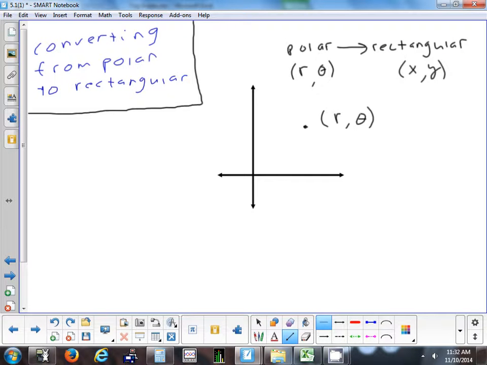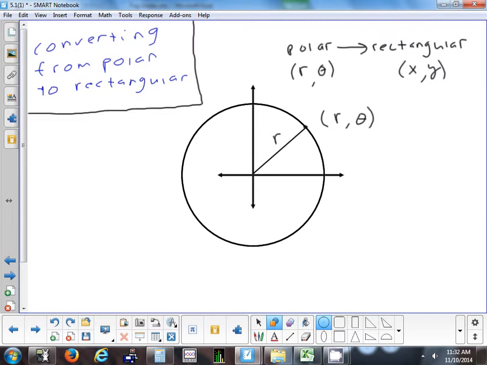First thing I'm going to do is draw a line from that point to the pole. How long is that line? R. Yeah, it's r. It's your radius. It's the distance from the center. And that would be on a circle. So if I were to put in the circle, it would be something like that. So it's a point on a circle of radius r.